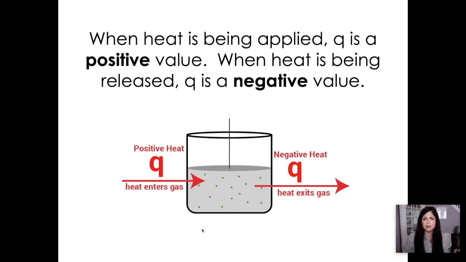So here's just a little image that I saw. It doesn't have to be a gas necessarily, but if we apply heat to this system, Q is going to be positive. So it is a positive heat. However, if this is very warm and it's releasing energy to the environment, that Q is going to be a negative value. So Q is negative when it is releasing heat. Q is positive when that substance is absorbing heat. Knowing that information, let's go ahead and do the sample problems in the notes together.